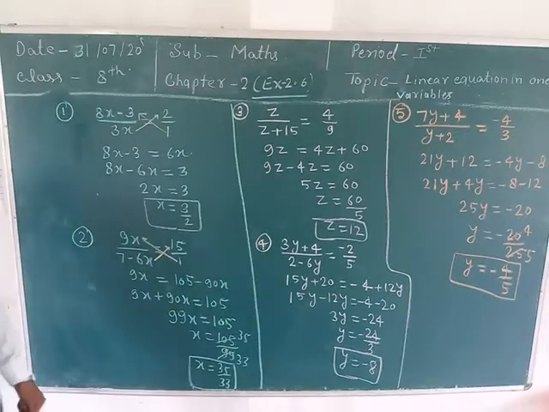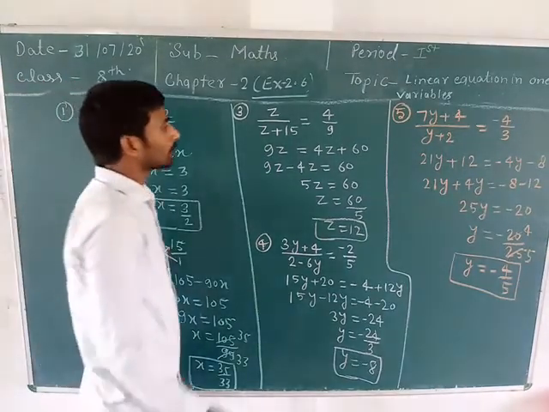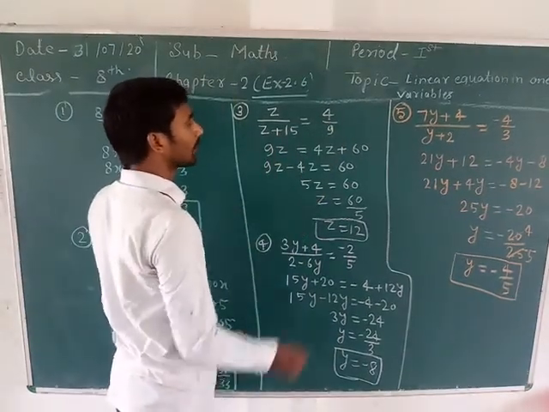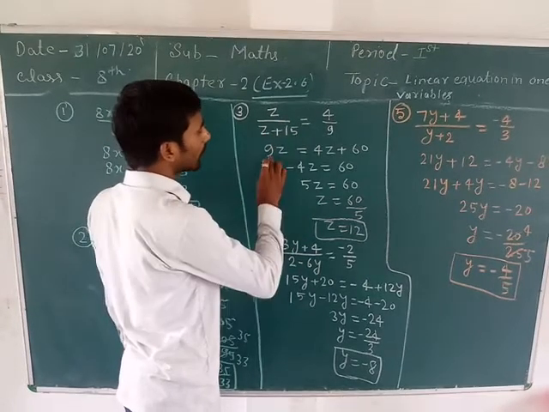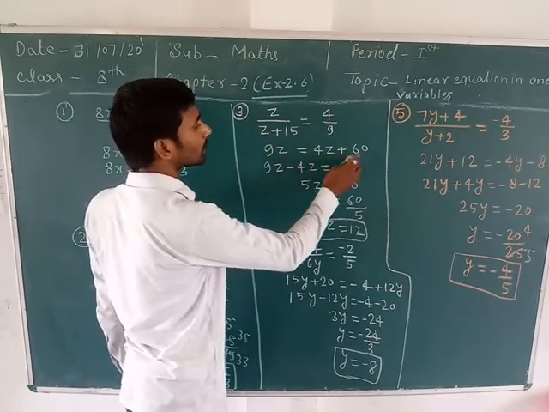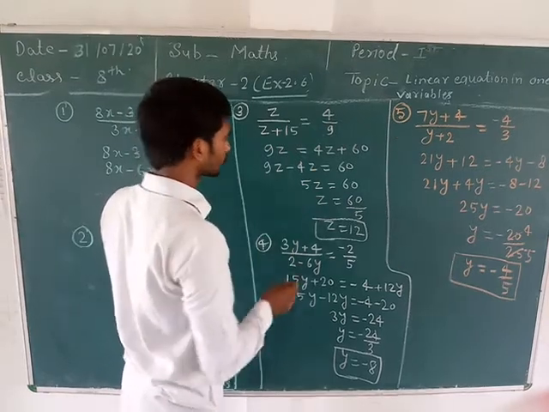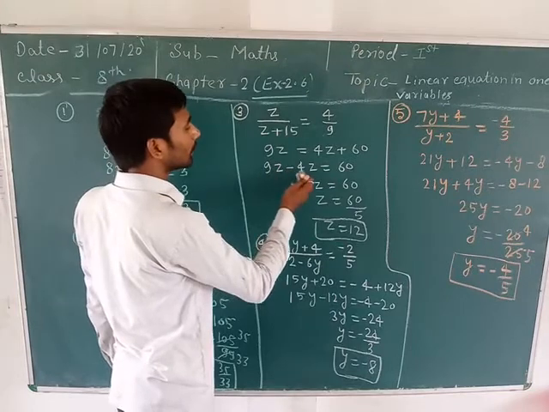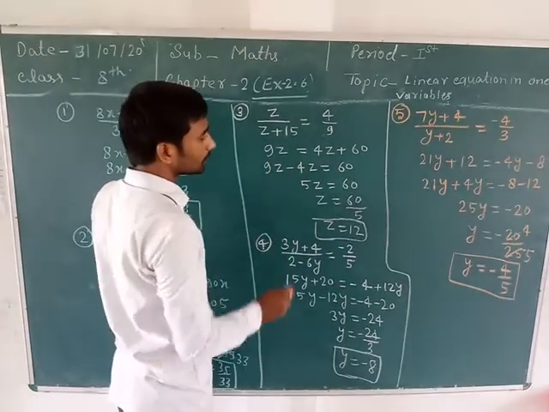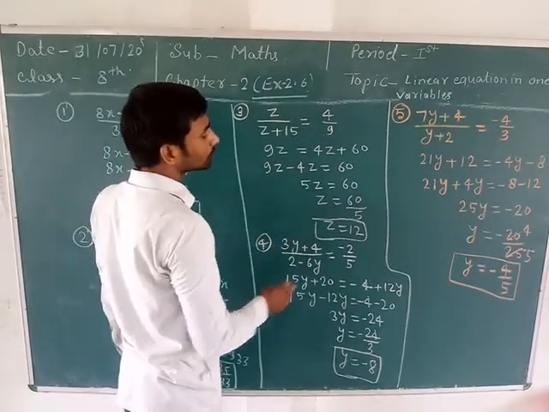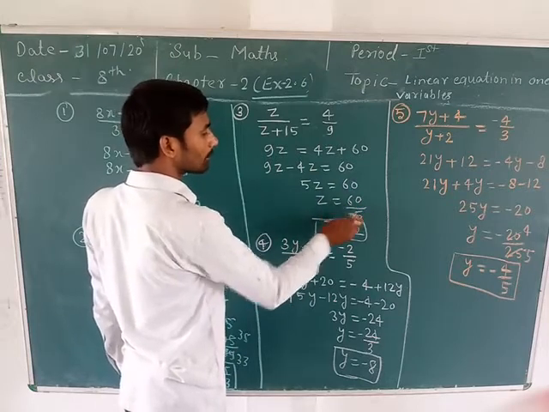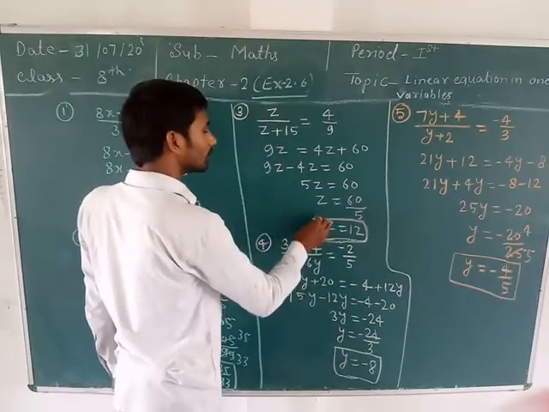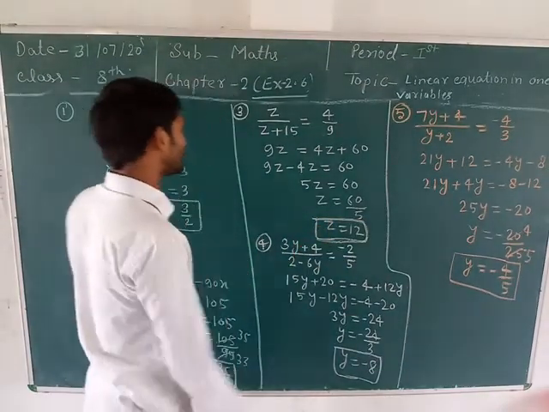Question number 3 is given as z upon z plus 15 equal to 4 upon 9. Then by cross multiplication we have 9z equal to 4z plus 60. Then by the transferring rule, 9z minus 4z equal to 60. Then 5z equal to 60. Then z equal to 60 upon 5. When we solve it, we get z equal to 12.